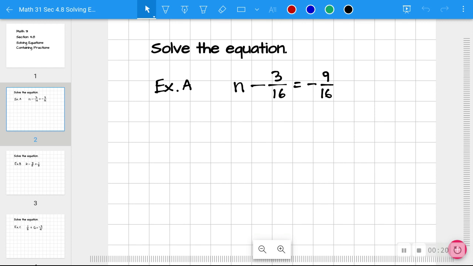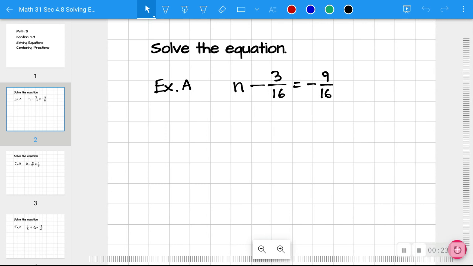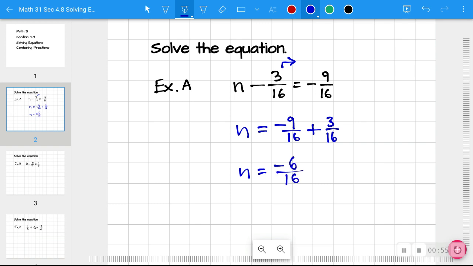I'd like to point out that in this problem we have the same denominator on both sides. That makes this easier to work with. You just treat these like we normally would. We'll take that over to the other side and add it. So we're going to have n equals negative 9/16 plus 3/16. Since they have the same denominator, you just combine them and you get negative 6/16. Dividing top and bottom by 2 gives us your final answer of negative 3/8.